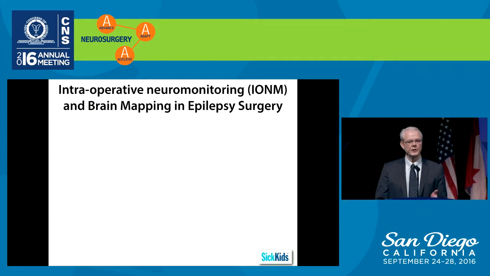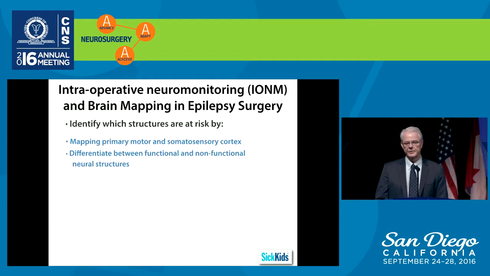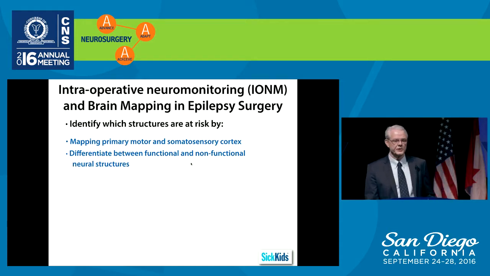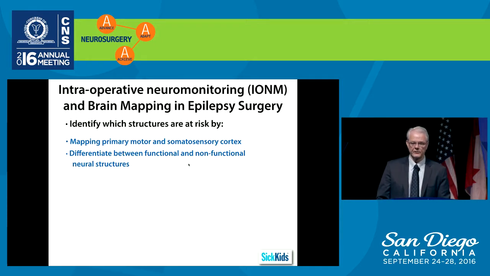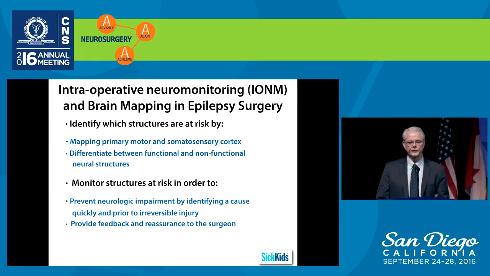Okay, next is the intraoperative neural monitoring and brain mapping in epilepsy surgery. This allows us to identify which structures are at risk by mapping the primary motor and somatosensory cortex and differentiating between functional and non-functional neural structures. Also allows us to monitor structures that are at risk in order to prevent neurological impairment and to have our neural monitoring technicians advise us as to when we might be running into some danger.